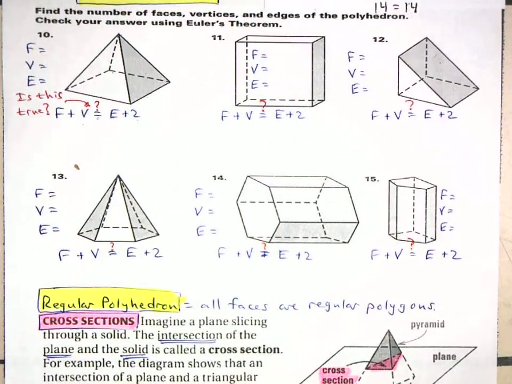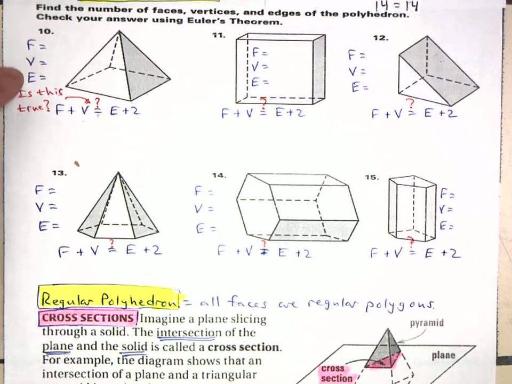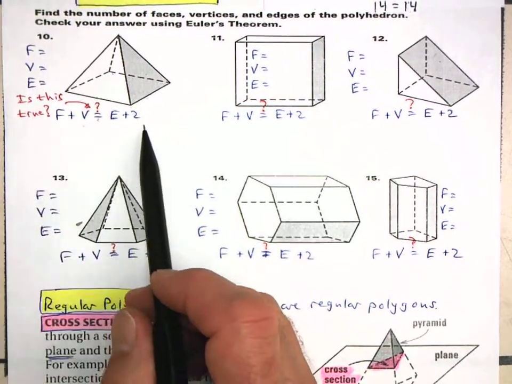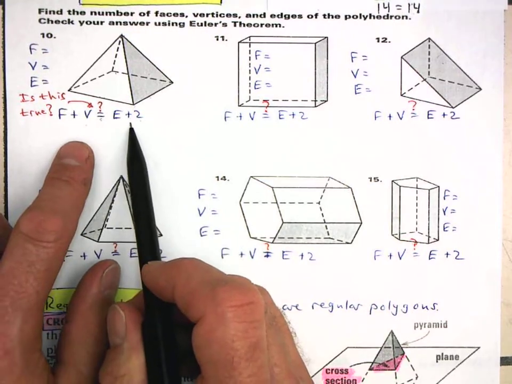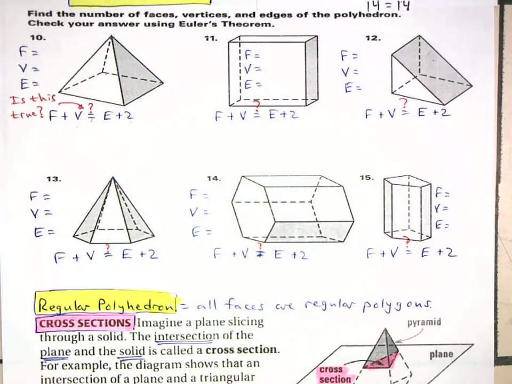Okay, so go ahead and pause the video and count the number of faces, vertices, and edges, and then make sure, confirm that Euler's formula is correct for each of those.